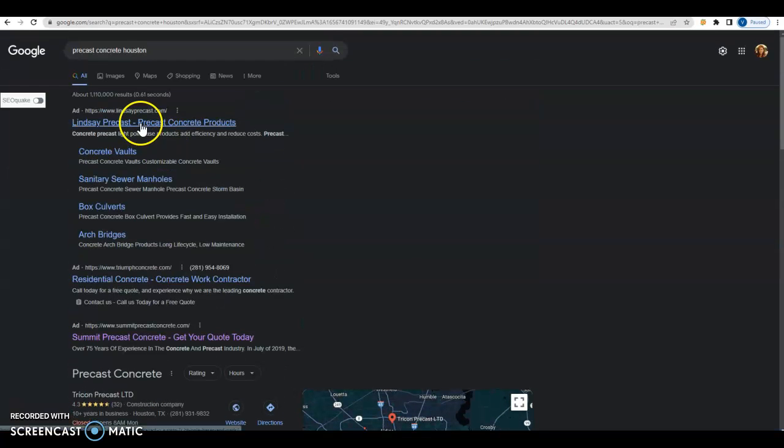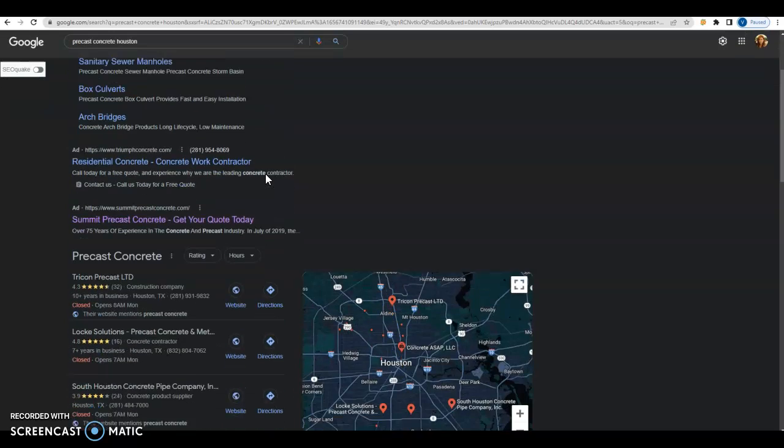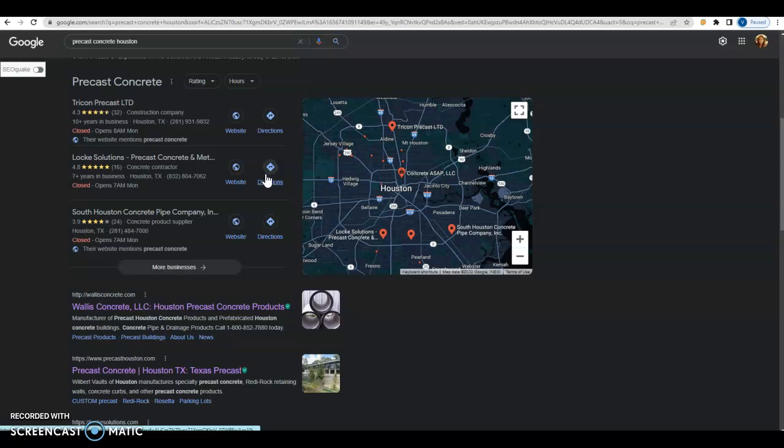So I came here to the Google search and I typed in Precast Concrete Houston, and you see the first section is the Google Ads, which are really good at driving traffic. You're actually running Google Ads at the moment, but they can be very expensive if they're not done correctly.